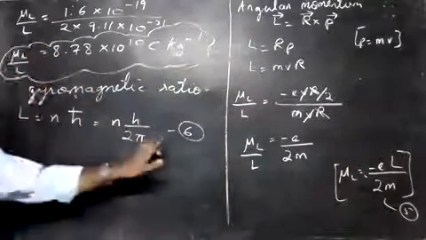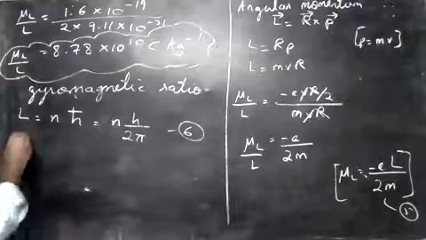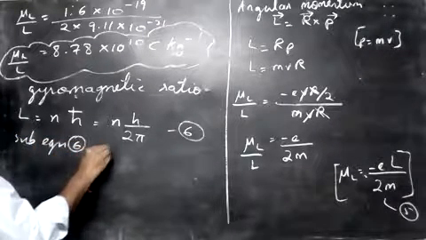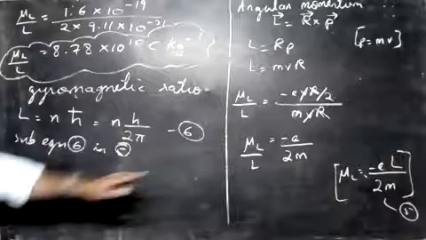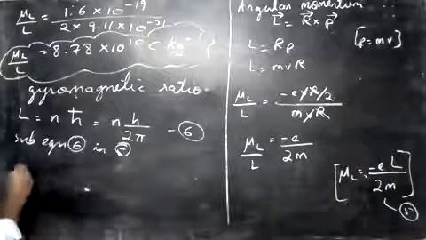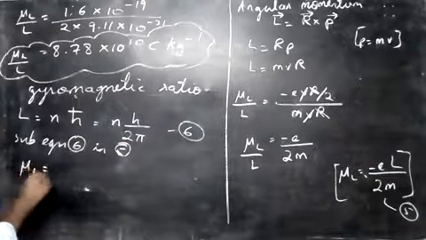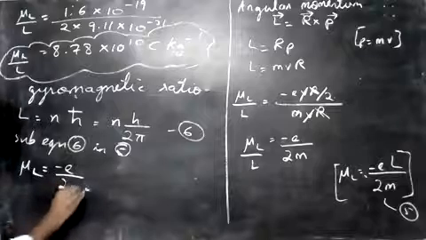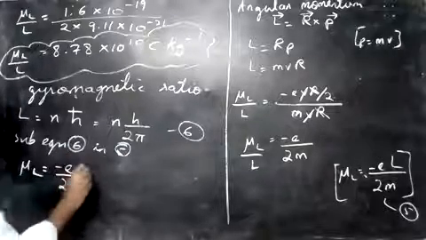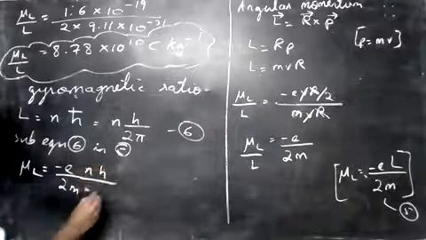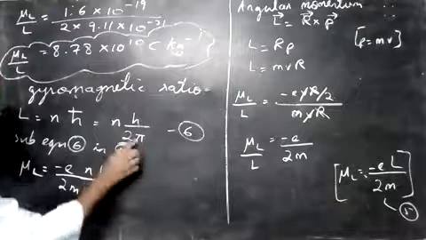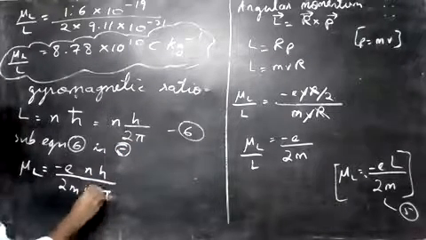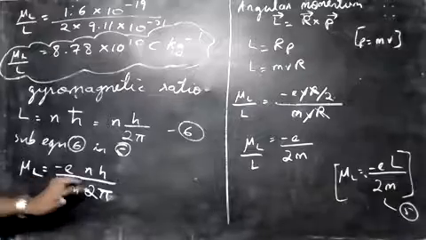Substitute equation 6 in 5. So what we get is, substituting in mu L, mu L is equal to minus of e by 2m. Instead of L, what we have is nh by 2 pi. Already m was there. Now we will just rearrange and write this.